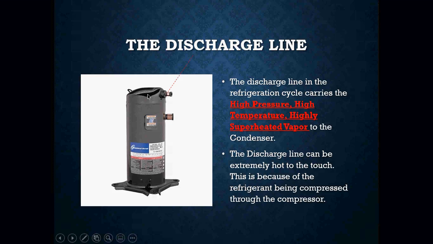The discharge line is going to be the smaller of the two lines. Right here on this Copeland scroll compressor, this is our discharge line. Refrigerant is coming into the compressor through our suction line, this line right here. It gets compressed and shot out of that compressor as a high pressure, high temperature, highly superheated vapor. This line is going to connect to the condenser. The discharge line can be extremely hot.